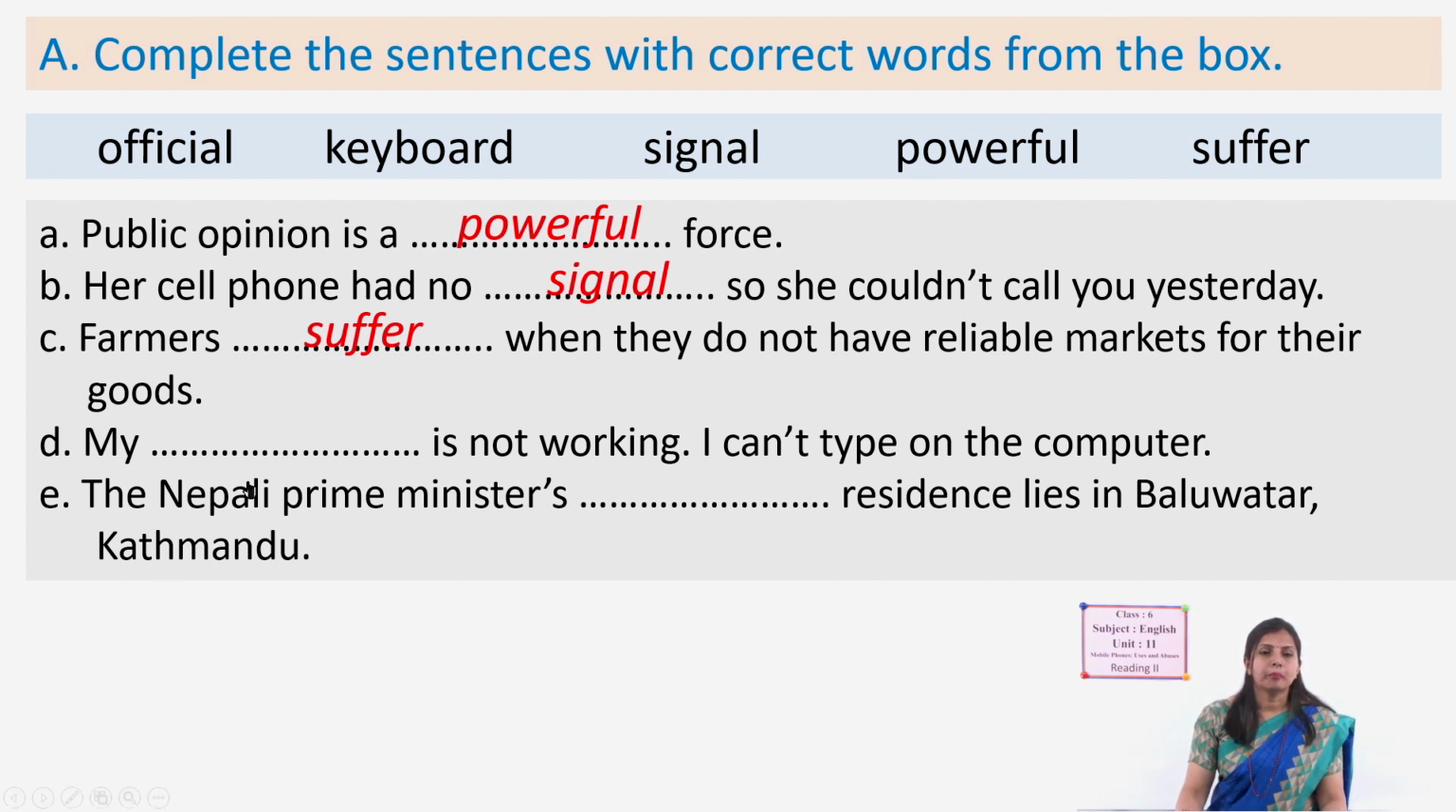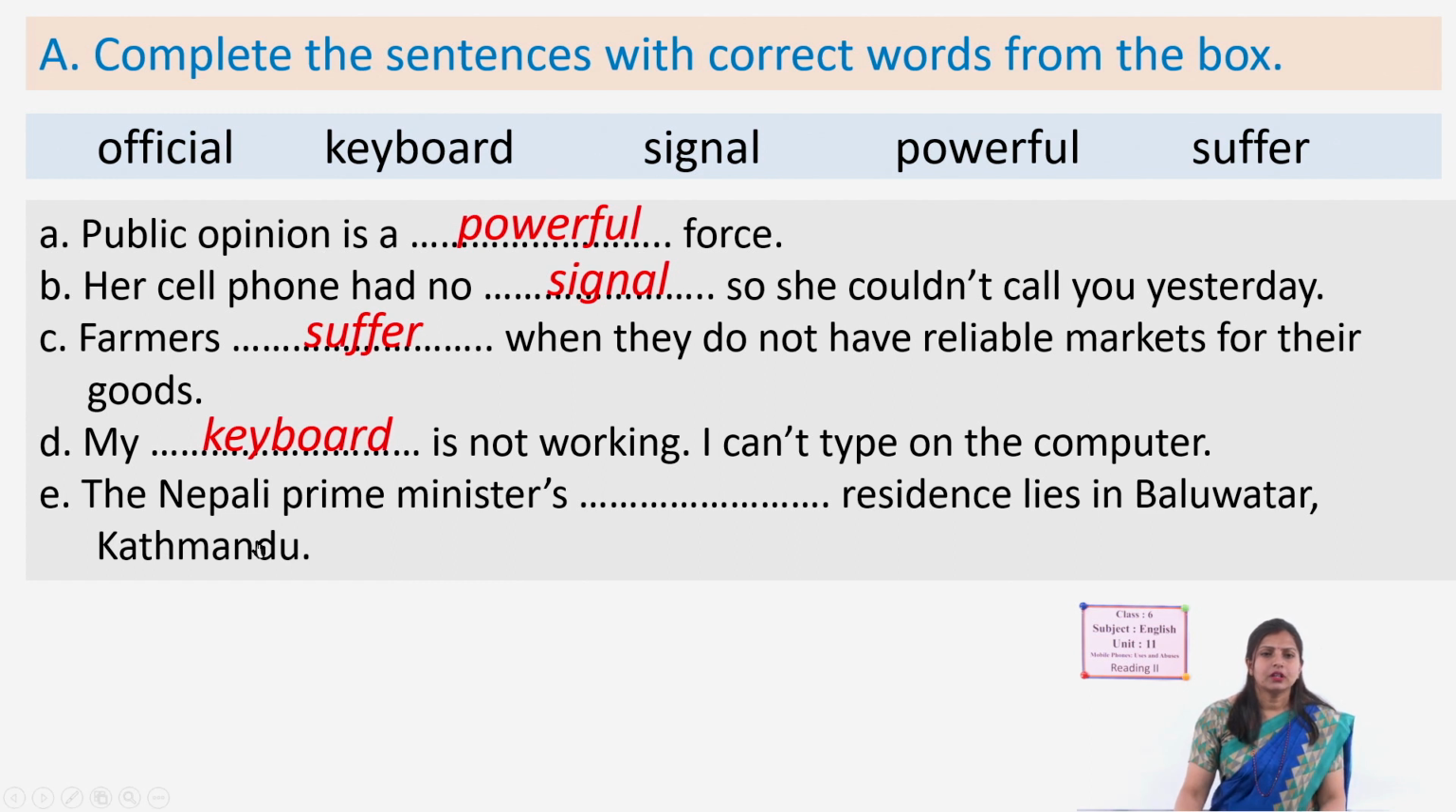Next is my ... is not working. I can't type on the computer. What do you use to type on the computer? Tell me. Yes, keyboard. So, my keyboard is not working. I can't type on the computer.